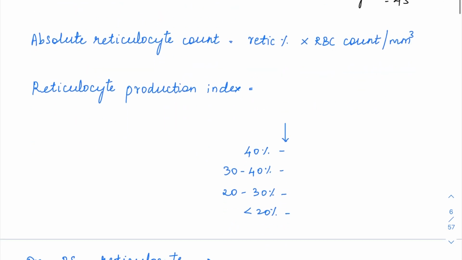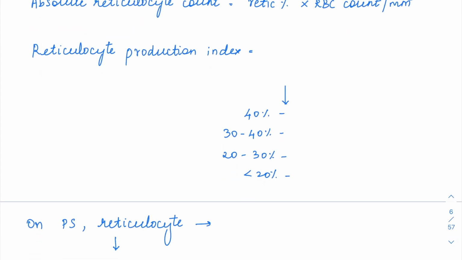Okay. So how do you count the absolute reticulocyte count? We can also give it as a percentage of RBCs. So you have to multiply the reticulocyte percentage with the total RBC count in millions. That will give the absolute reticulocyte count.